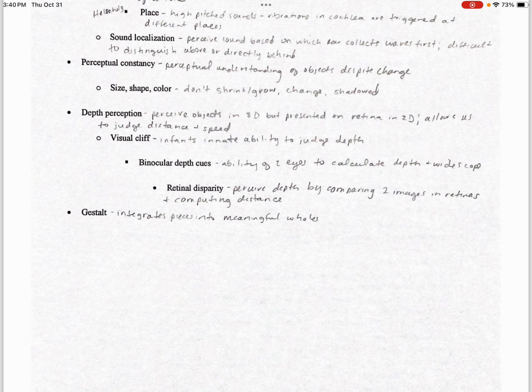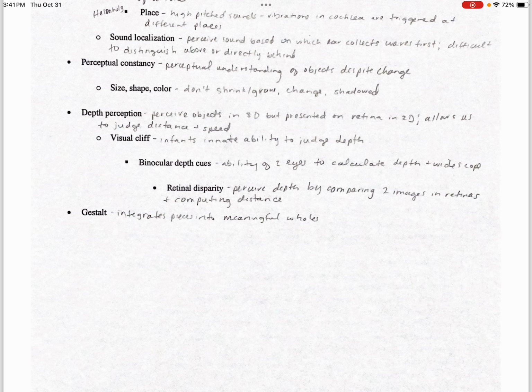Binocular depth cues, this is all part of our depth perception. This is the ability of two eyes to basically calculate depth in a wide scope. It's much easier when we threw those balls in the hallway. It's much easier to calculate depth when you have two eyes rather than one. And so those who maybe have an eye infection, or you've had a serious problem with your eye, like that would lead to blindness, it's much harder to judge depth.